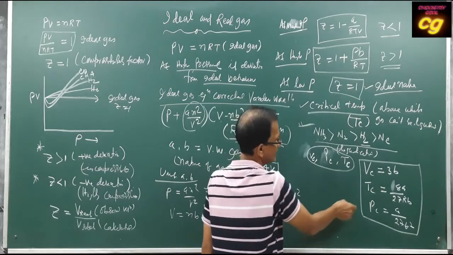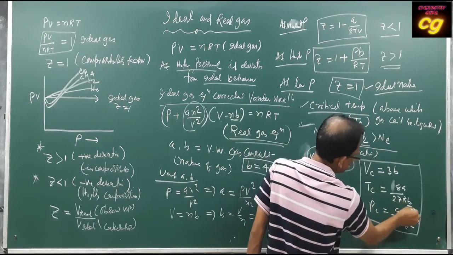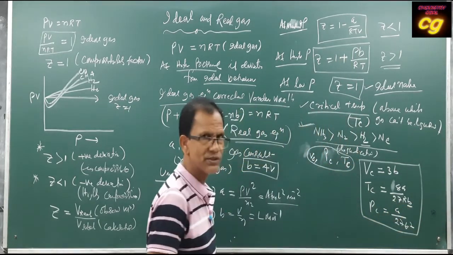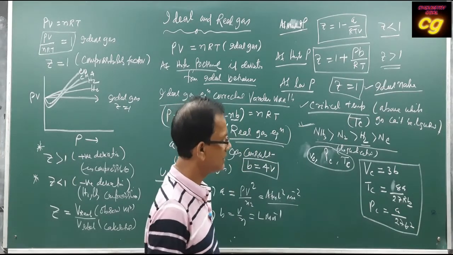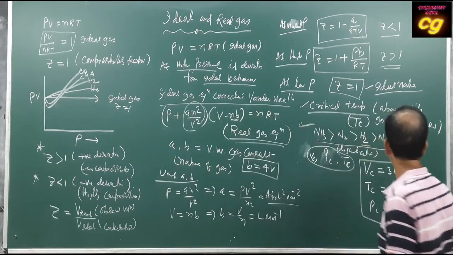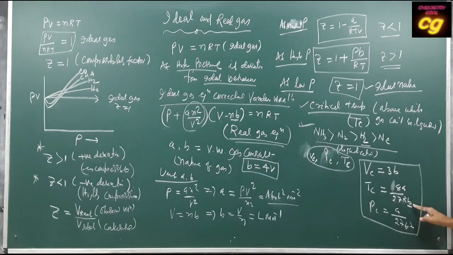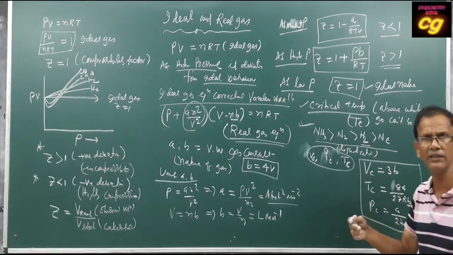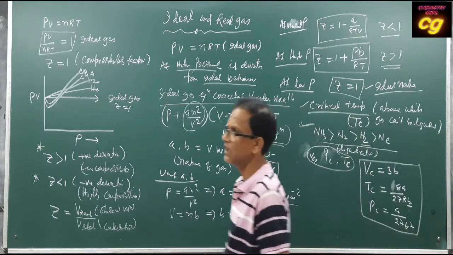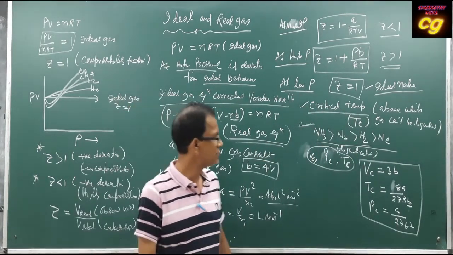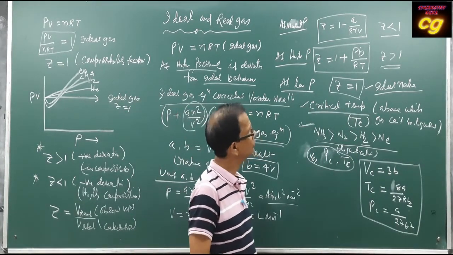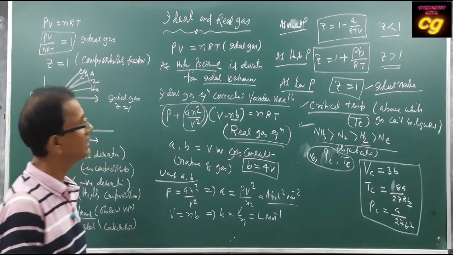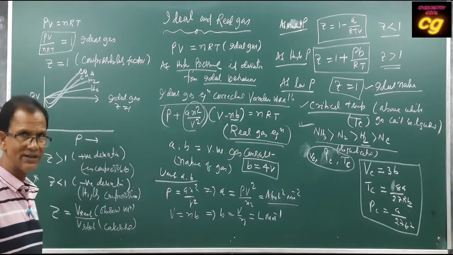Here you see that if b, which is the non-compressible volume, is very high, then what happens? This will result in a low critical temperature. So this is regarding some calculation, regarding critical temperature, pressure and volume. And now this is regarding ideal and non-ideal gas.